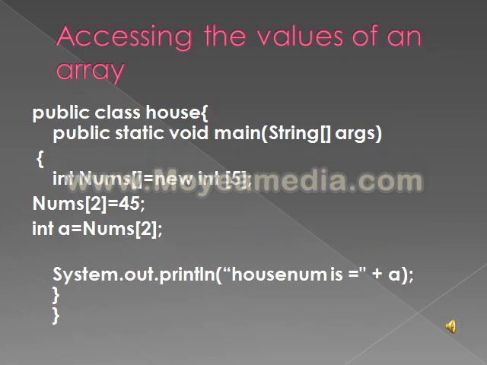Next, we'll see how to access the values of an array. Here is a small program. The array variable is num and the size of it is 5. And num[2] is equal to 45. The value 45 is initialized in the place of num index 2. An ordinary variable a is assigned by num[2]. So this is the way of accessing the array values into some other variable. If I print a, the value 45 is printed over there.